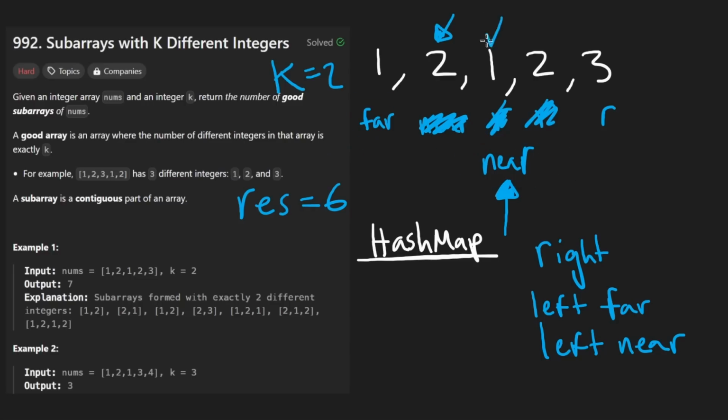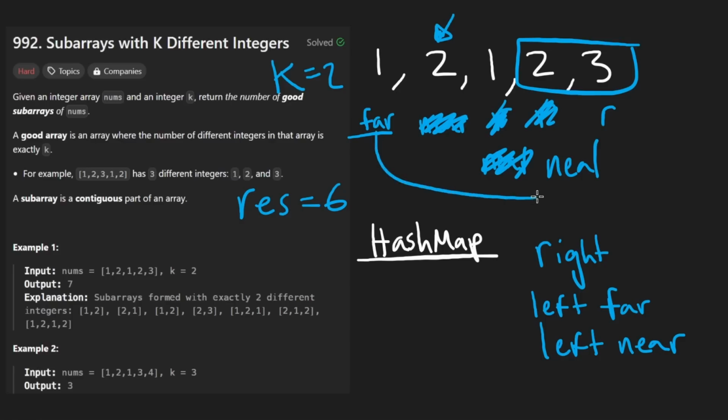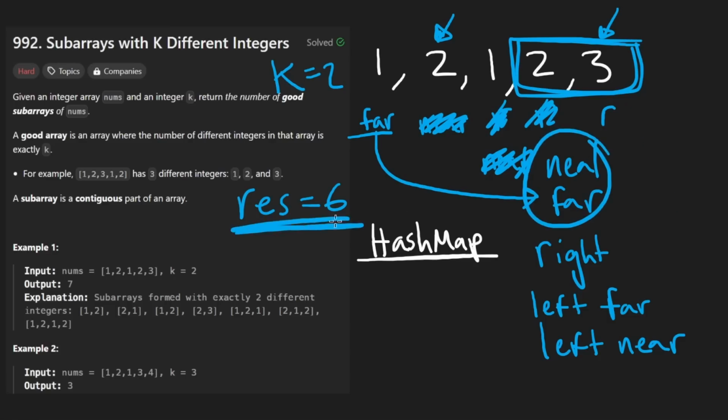I say, okay, let's pop this element. Let's shift the near pointer over here now. And now this window is valid. Also, what we're going to do is just take the far pointer and move it all the way over here to match where the near pointer is, because this is not only the smallest window ending at this element, the smallest valid window, it's also the largest valid window ending at this element. So now these are equal. This is a valid subarray, so once again, we add 1 to the result. Result is now equal to 7, and that's, of course, the result that we're looking for.